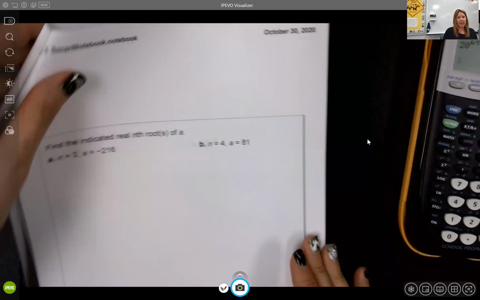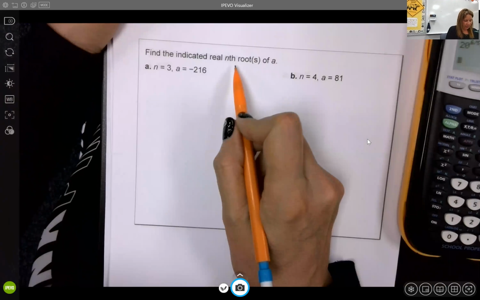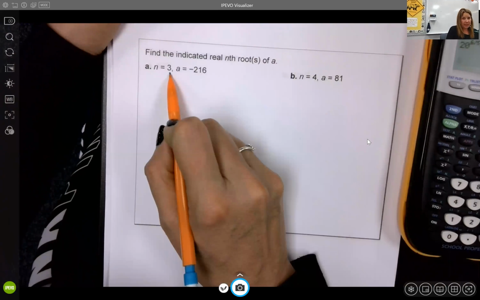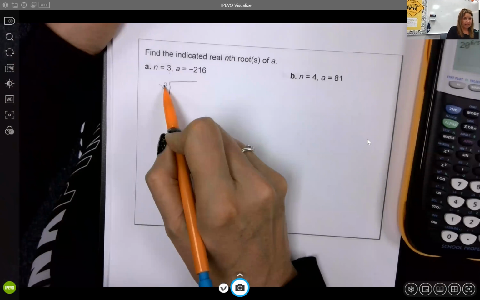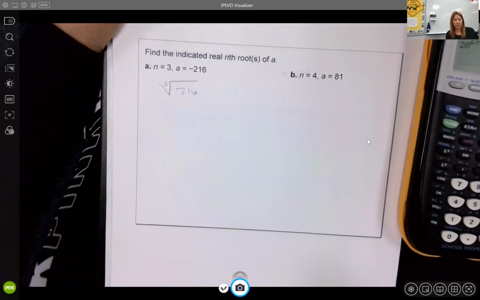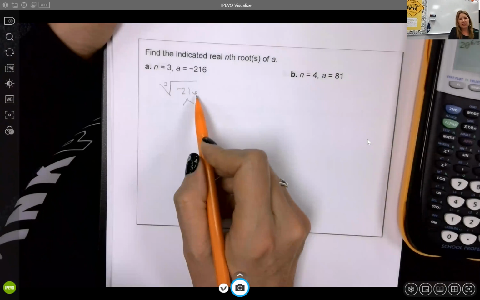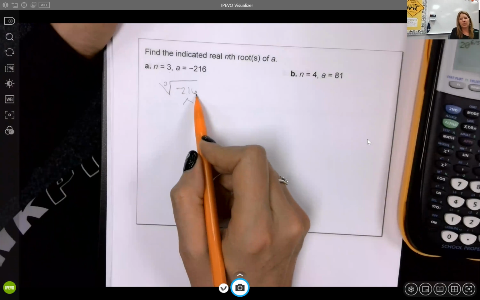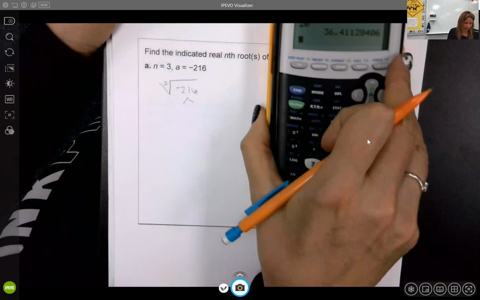This is a different way of saying it. Find the indicated real nth root. So if n is 3, it's a 3rd root. So I'm going to be doing my radical is going to have a 3 in it. That means I need 3 numbers that multiply to give me the negative 216, or I need 3 numbers to break out of jail. Okay, so 216, I'm going to use my calculator.